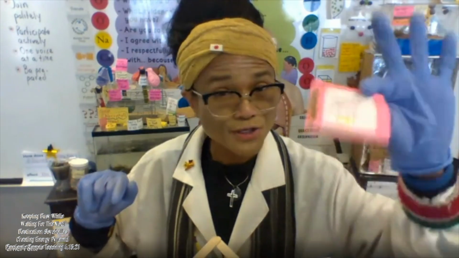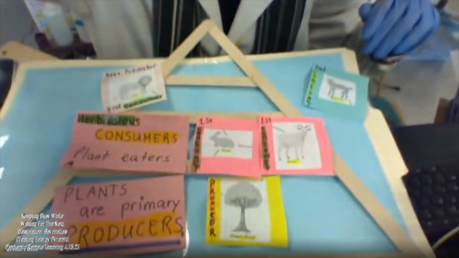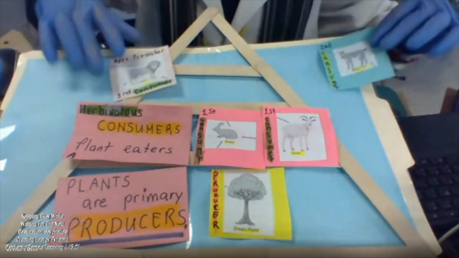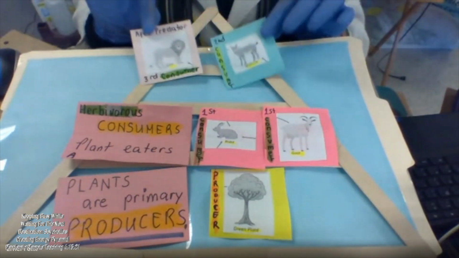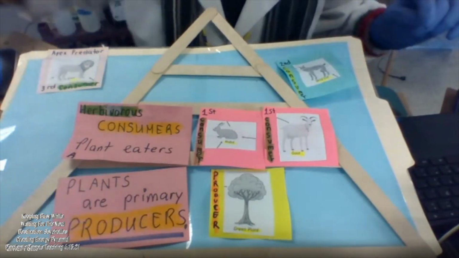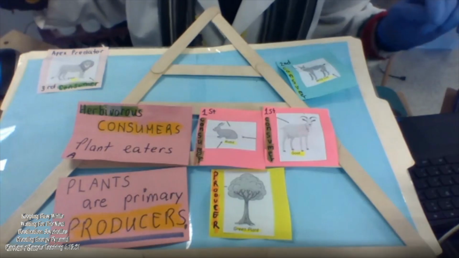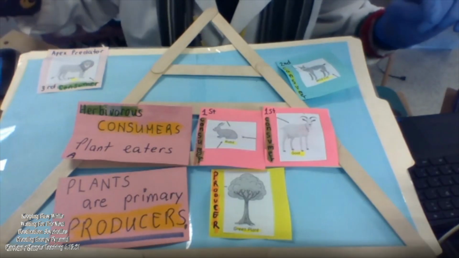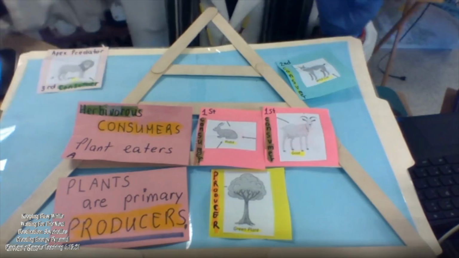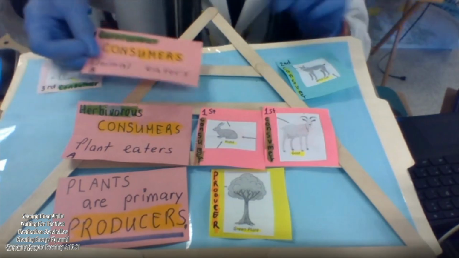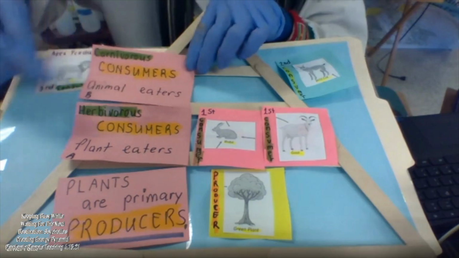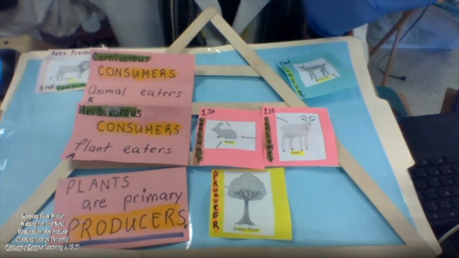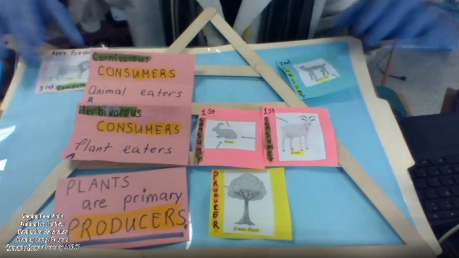So the goat goes here. There are 2 herbivores here, the feeding habit. Now we have this. The next we need to put is another consumer, an animal eater. Another consumer in which an animal eats another animal.